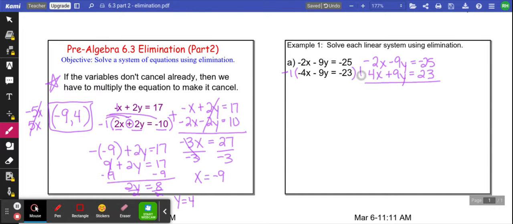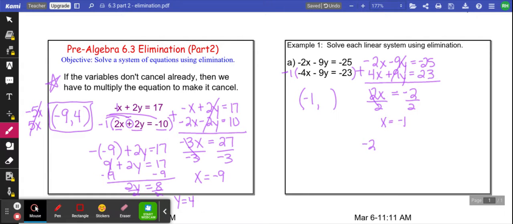Okay. Here's my big addition problem. Negative 2 plus 4 is 2x. Negative 9y and positive 9y cancel. And negative 25 plus 23 is negative 2. Then there's my one-step problem again. Divide by 2, and x equals negative 1. So the first half is negative 1, something. And then let's plug it in.